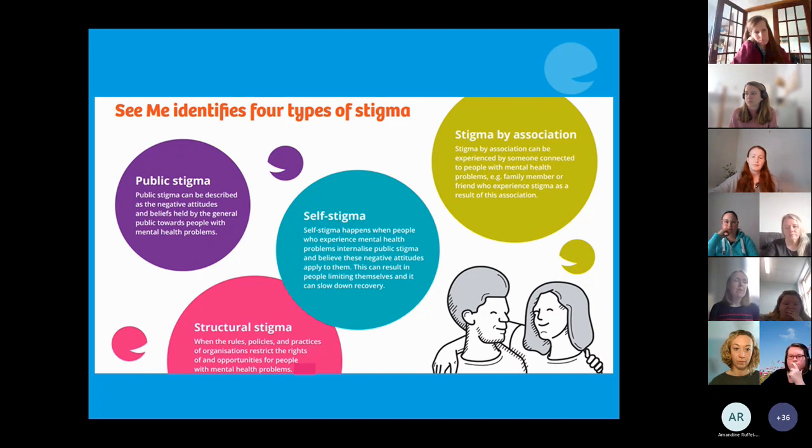And then lastly, down there in the pink, we've got structural stigma. That's when rules, policies and practices of organisations restrict the rights and opportunities for people with mental health problems.